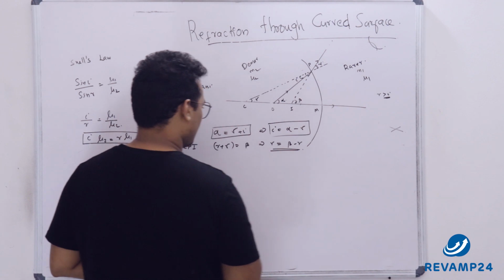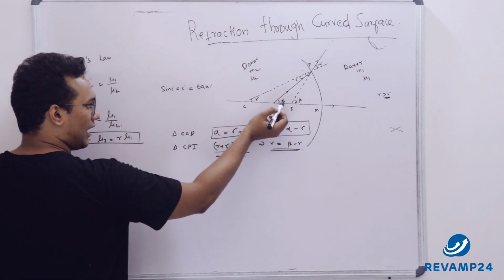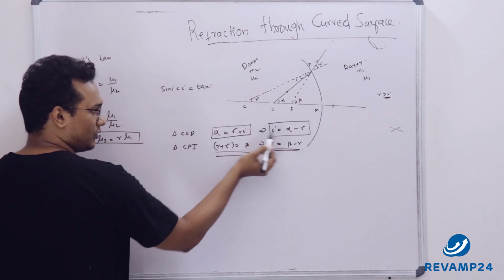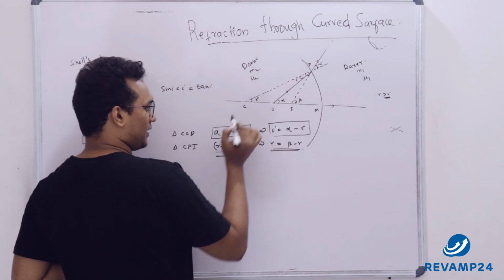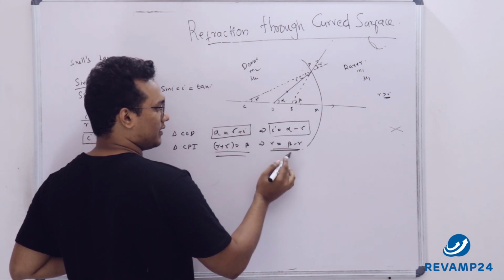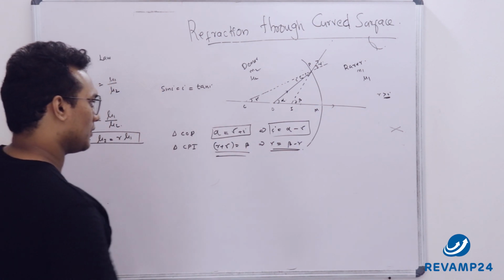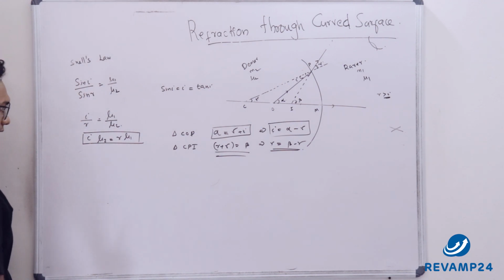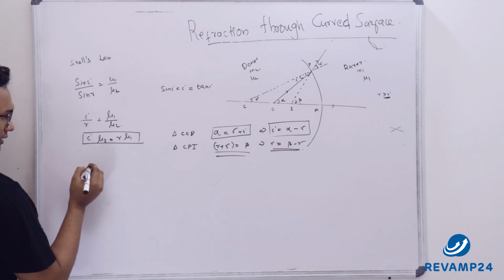An important relation. Once again, I'll repeat. Alpha is equal to I plus gamma, and I is equal to alpha minus gamma. And from the big triangle, R plus gamma is equal to beta, and R is equal to beta minus gamma. Now here I is alpha minus gamma, right?